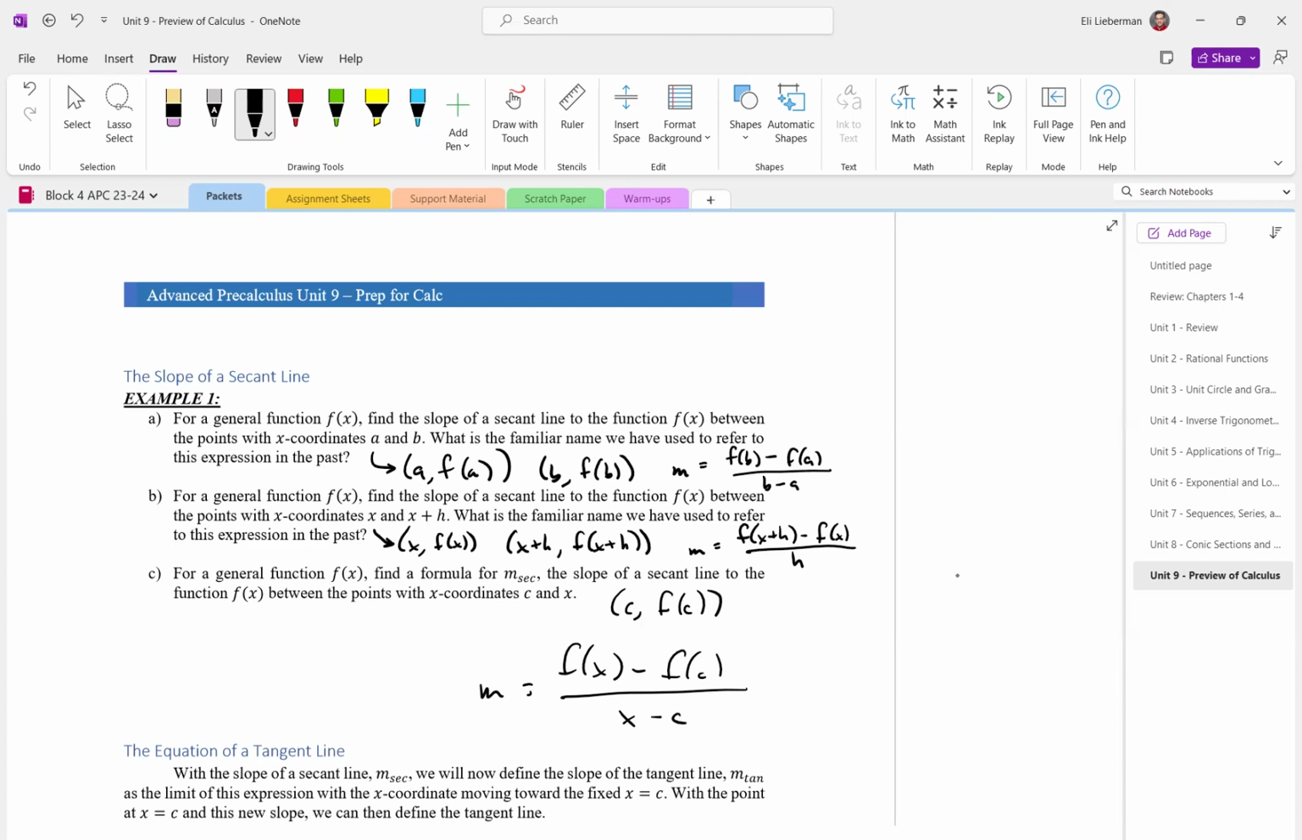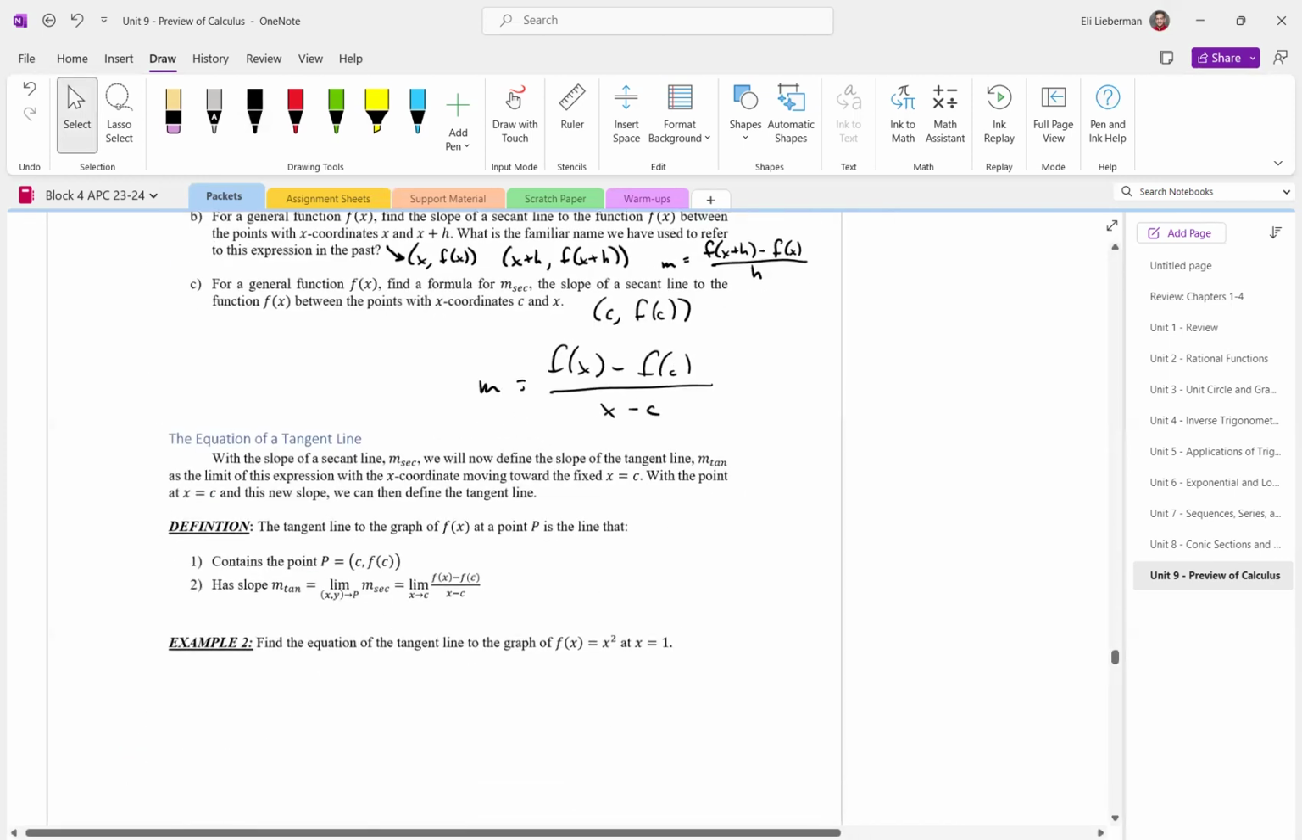Now it keeps asking the question, what's the familiar name we have used to refer to this expression? You know what it's referring to? Because I think you may have seen it in different forms. It is average rate of change. Very nice. That's one way we refer to it. Another way is the difference quotient, which you see pop up regularly in this class.